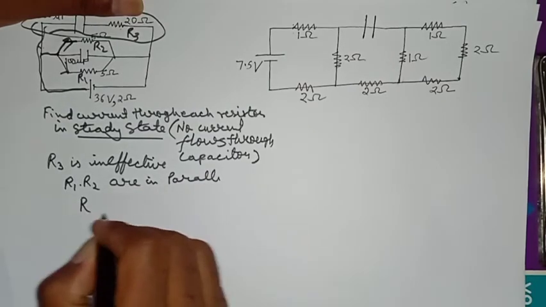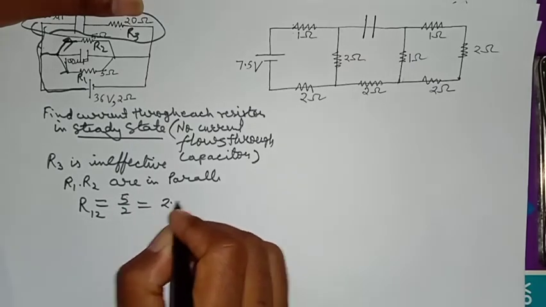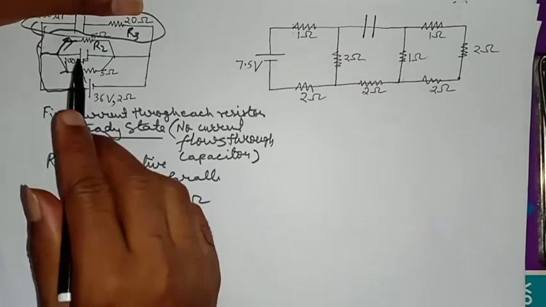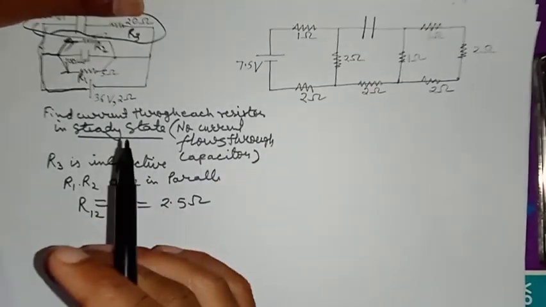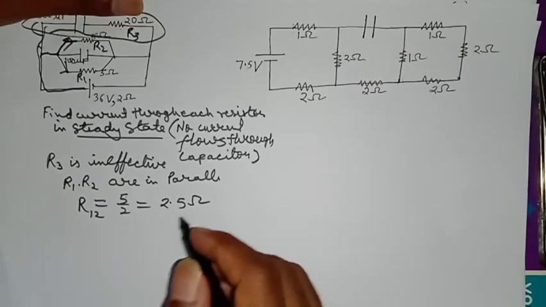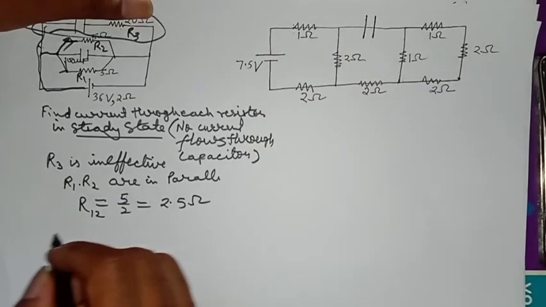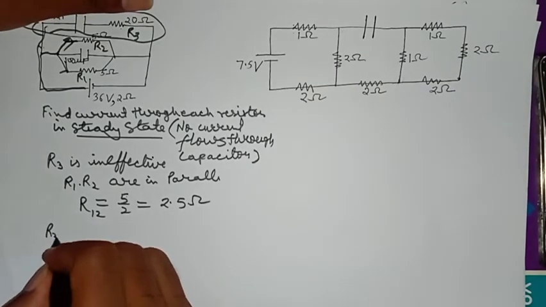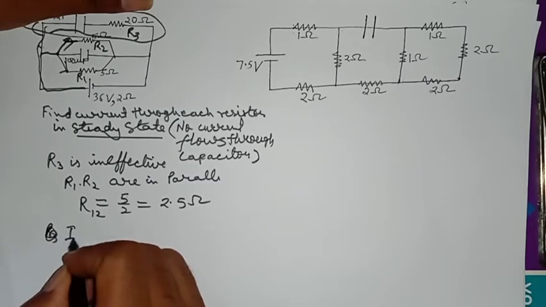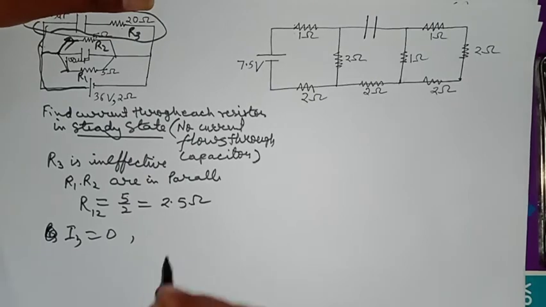You can directly write this. R12 equal to 5 by 2, that is 2.5. This is my direct method. If there are 2, 3, whatever number of resistors, and they are equal, then just take their average. That's all. And now current through each resistor. So current through R3, I mean I3, is 0.